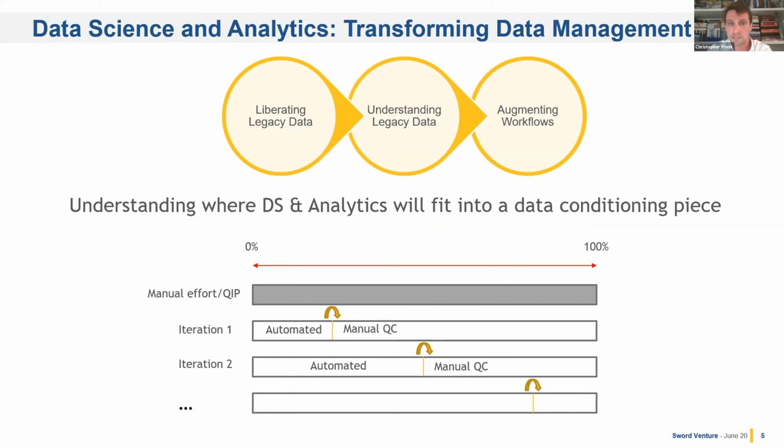Our view is a kind of three-part view. We want to liberate legacy data, understand the legacy data, and use this to augment workflows and take things that were maybe 5-10 years ago fully manual processes and turn them into as near to fully automated processes as we can. We understand that this is an iterative process and something we're going to have to work on for the foreseeable future, but this project has given us a great start.